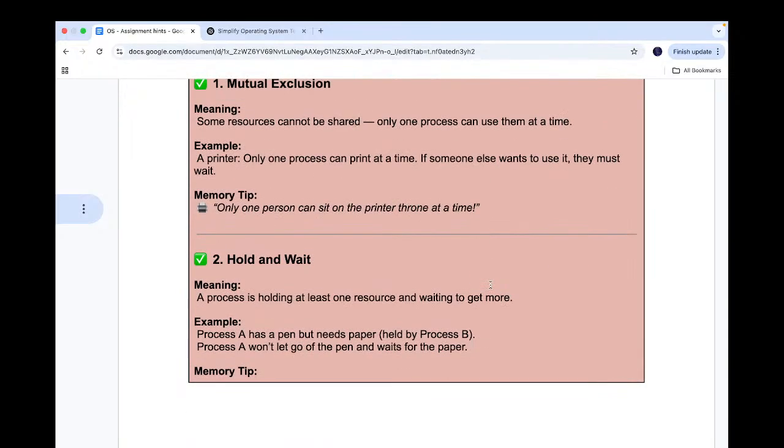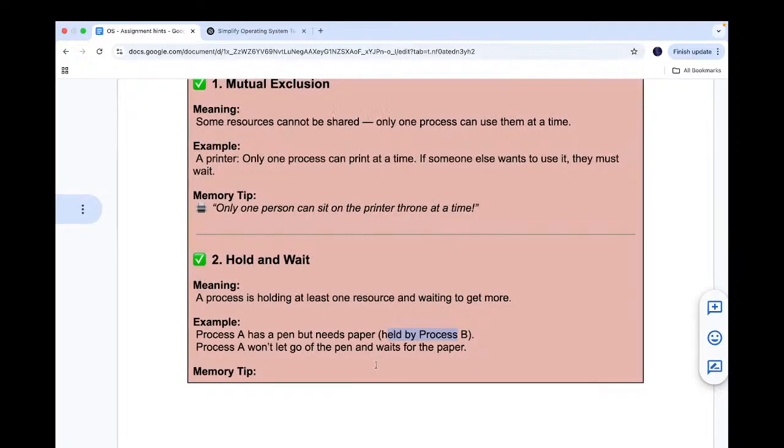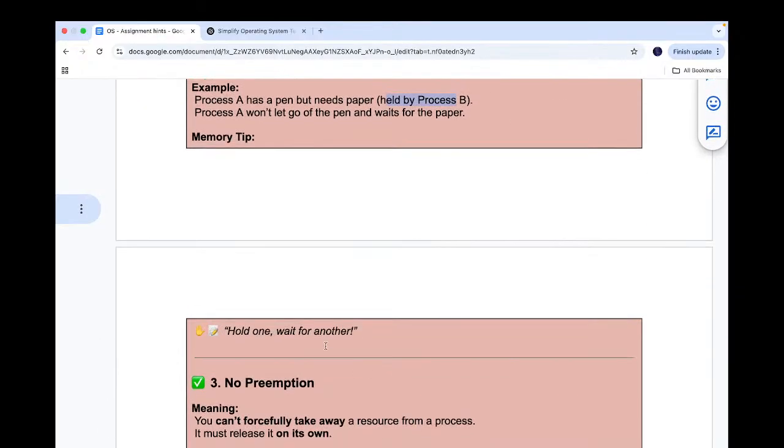Hold and wait, meaning a process is holding at least one resource and waiting to get more. Process A has a pen but needs paper, held by process B. Process A won't let go of the pen and waits for the paper. Hold one, wait for another.